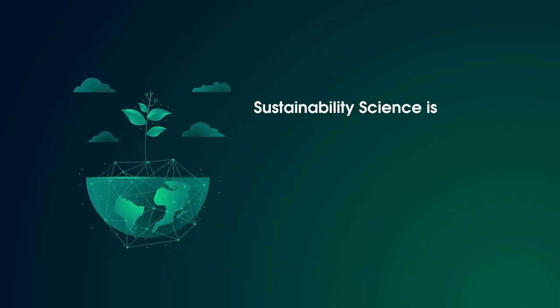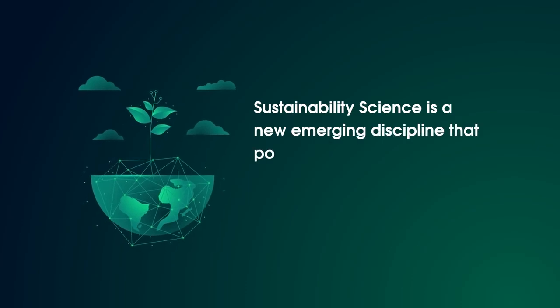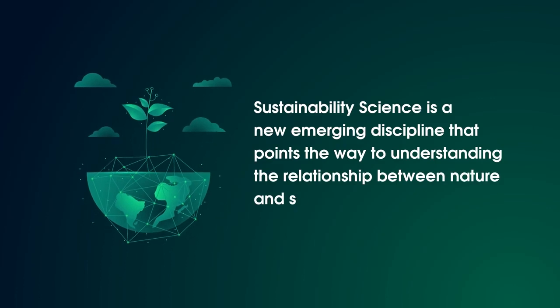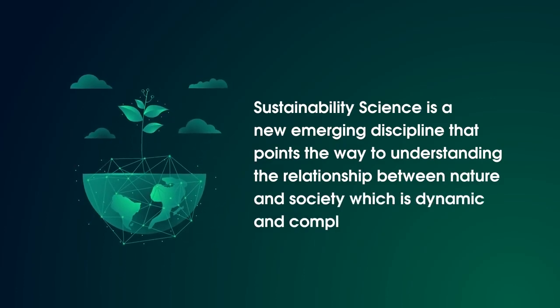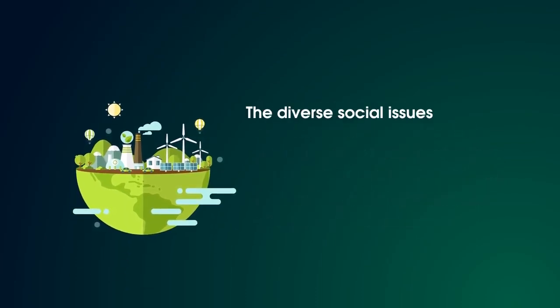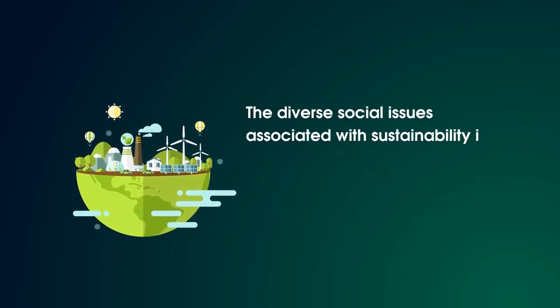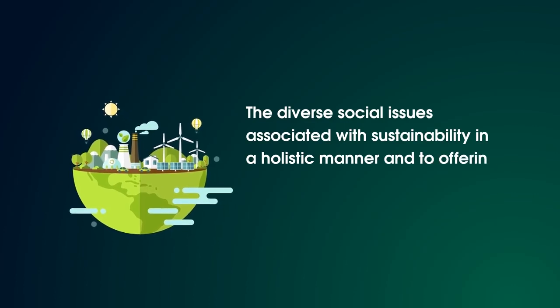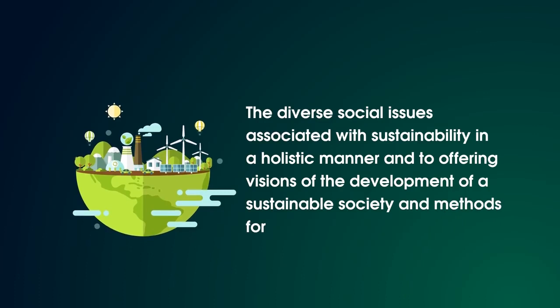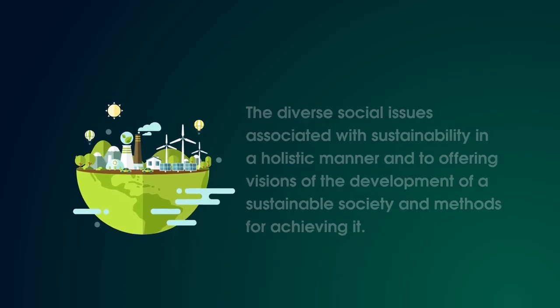Sustainability science is a new emerging discipline that points the way to understanding the relationship between nature and society, which is dynamic and complex in nature. It addresses the diverse social issues associated with sustainability in a holistic manner and offers visions of development of a sustainable society and methods of achieving it.